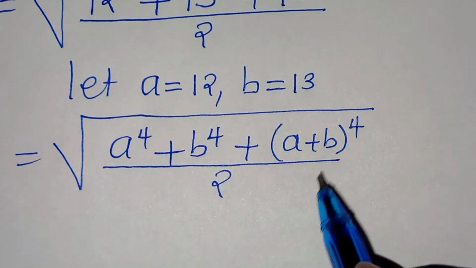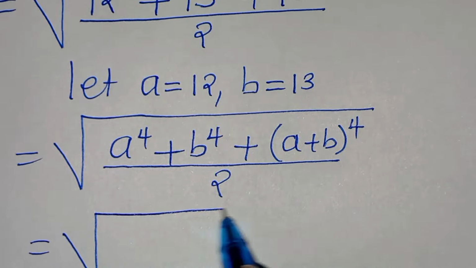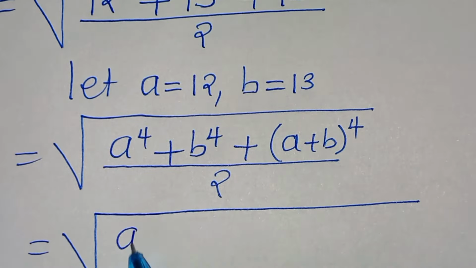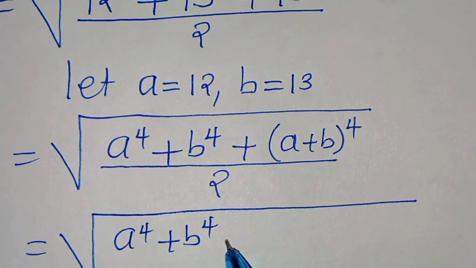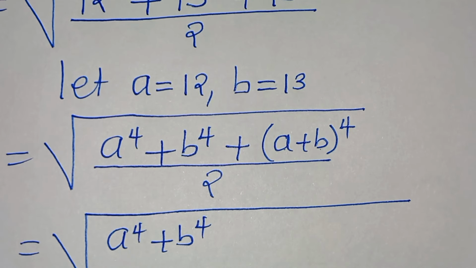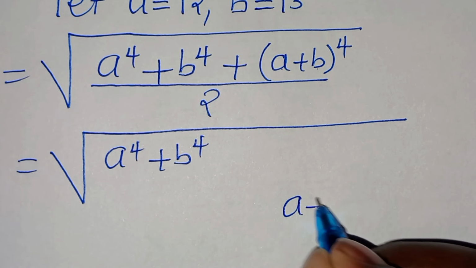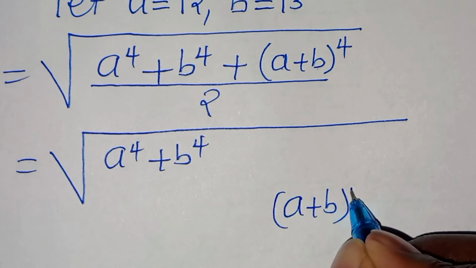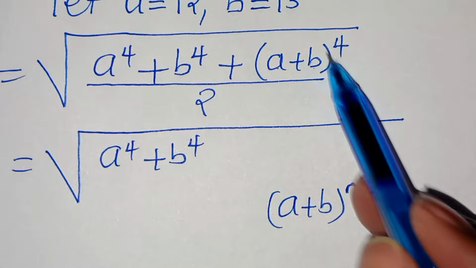The next step is that we have the square root of a raised to the power of 4, then plus b to the power of 4. Now, for a plus b to the power of 4, we can apply Pascal's triangle, which states that for a plus b raised to the power of n, we can determine the coefficients. We have a power of 4 here.